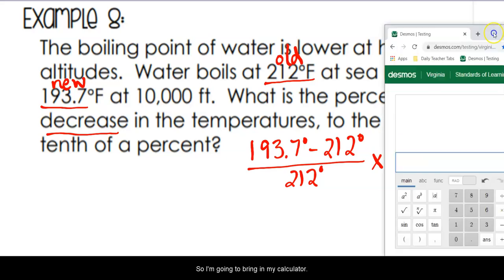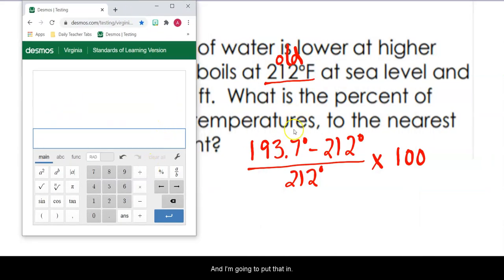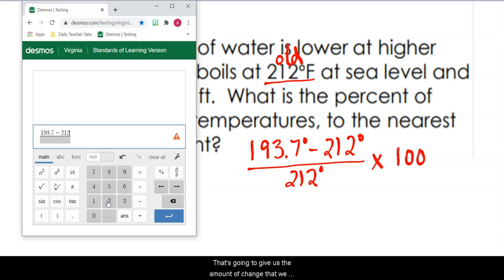So I'm going to bring in my calculator, and I'm going to put that in. 193.7 minus 212. That's going to give us the amount of change, but we want the percent. So on the bottom, 212 was the temperature at sea level for boiling water. And you notice we get a negative because we're calculating percent of decrease. And we're going to multiply by 100 so that we have a percentage.